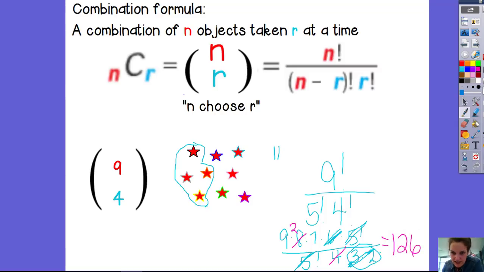which is 126. So there are 126 different ways to choose 4 of these red stars from the set of 9 total red stars. There's 126 different combinations of stars that I can choose if I'm choosing 4 stars at a time from a total set of 9 stars.